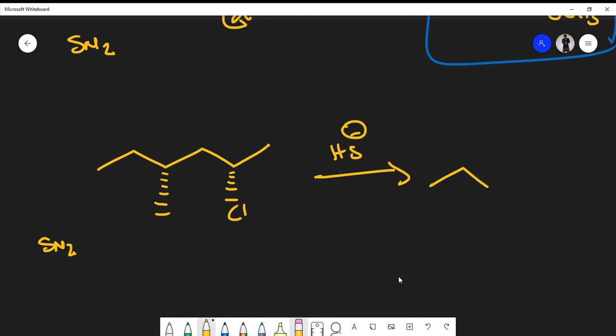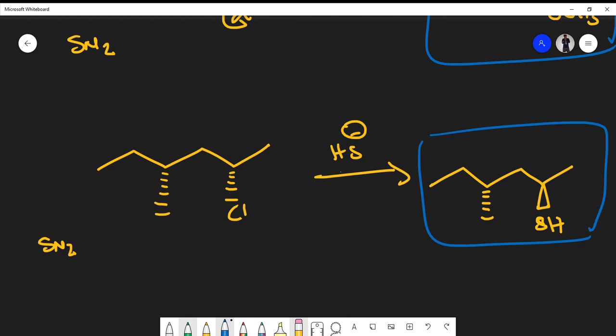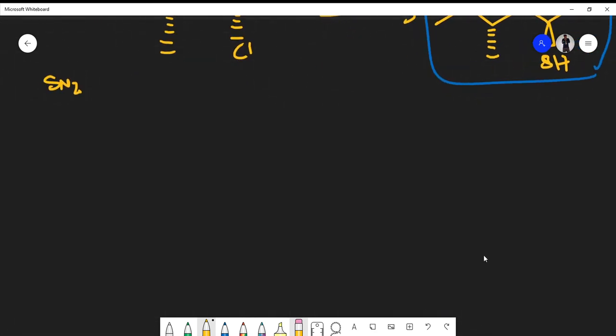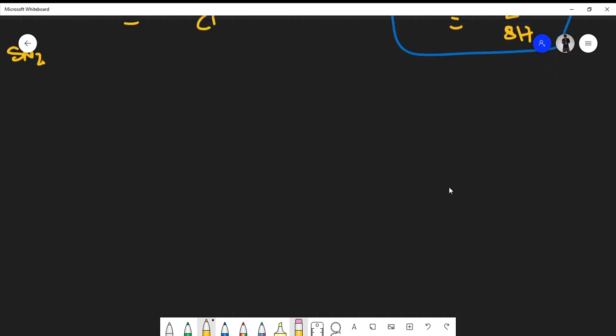Now remember, because we have stereochemistry, we have to invert the chiral center. So this would be the final product of this reaction. Again, whatever is R goes to S, and whatever is S goes to R. You can do the chiral center configuration and prove to yourself that that's a classical SN2 reaction. Pause the video and try this one.